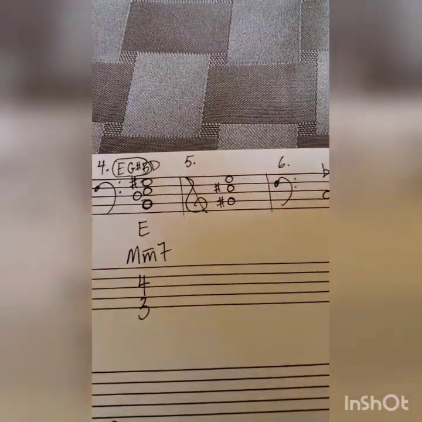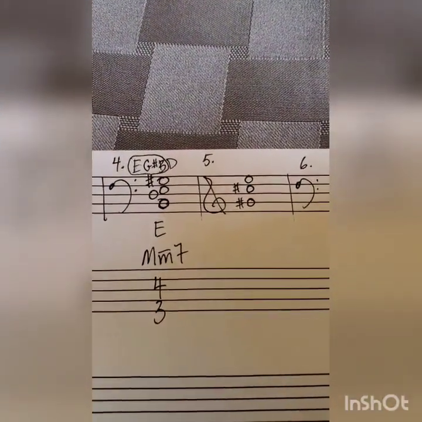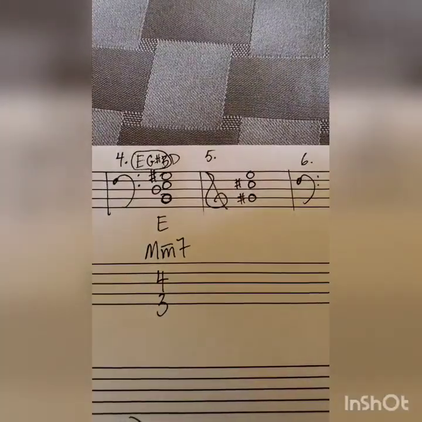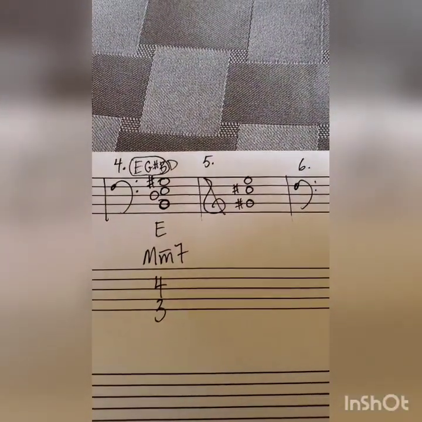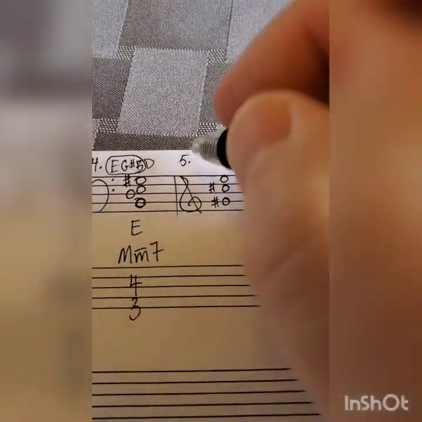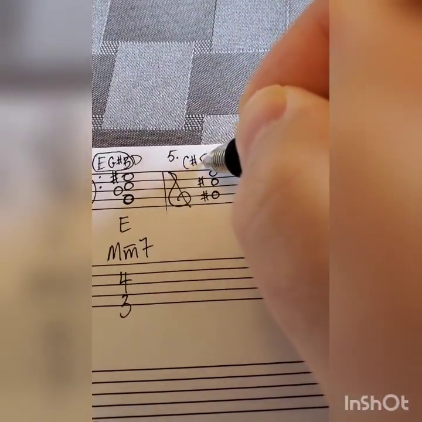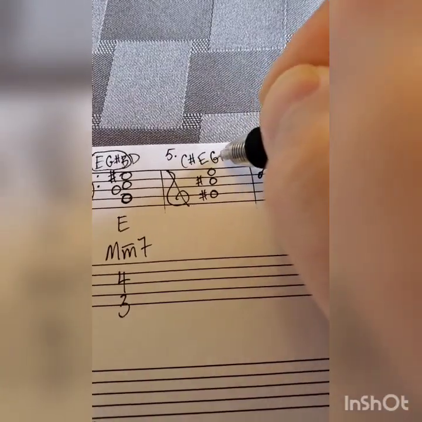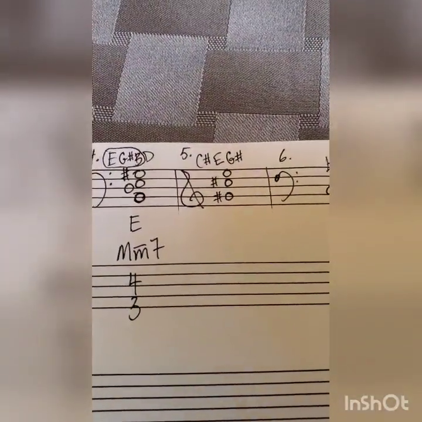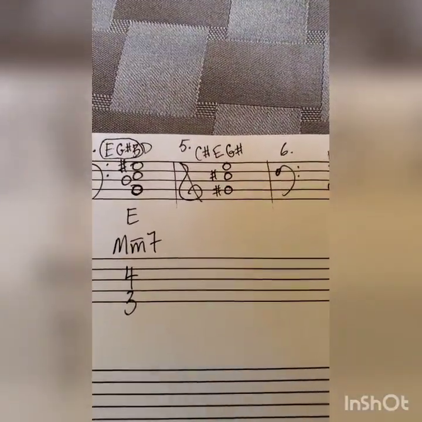Okay, number 5 is a triad, right? Only 3 notes. And the notes are G sharp, C sharp, and E. Put it in root position. C sharp, E, and G sharp. Again, you know it's root position because all the letter names are a third apart from one another.